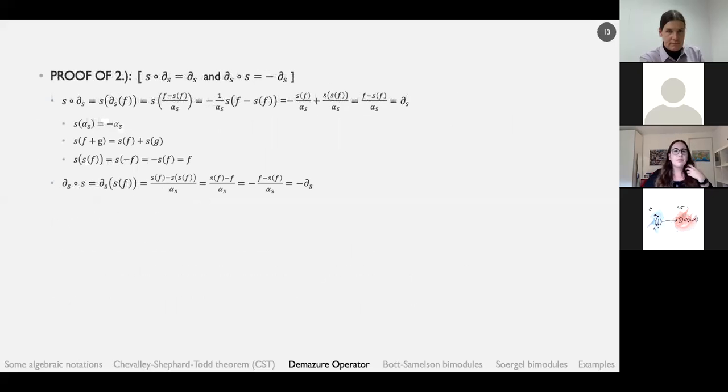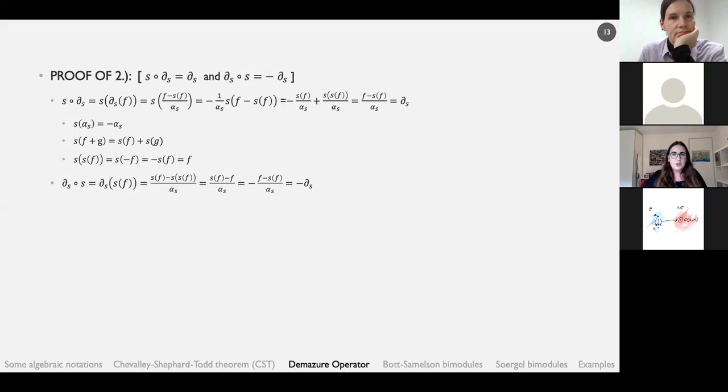I'm not going to prove all of the properties since this would simply take too long and is not the topic of the seminar, but I will just quickly prove the second and the third property to make more clear how the actions S, the divisor operator, delta S, and alpha S, how they behave together. To prove them, we pretty much only need to do straightforward computations.